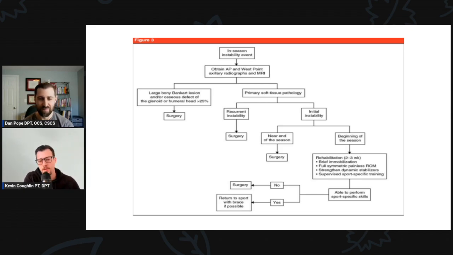So, it kind of takes you through, you have an in-season instability event. You probably want to refer for imaging, and if it's geared towards medical doctors, they're recommending a certain type of MRI, a certain type of image from a certain angle. And then they're going through and just saying if there's a certain amount of bone loss, let's consider surgery. If there's a certain amount of soft tissue pathology, let's consider surgery. And then, the algorithm kind of brings you to surgery or rehab conservatively. And it's based on the things we were just talking about.